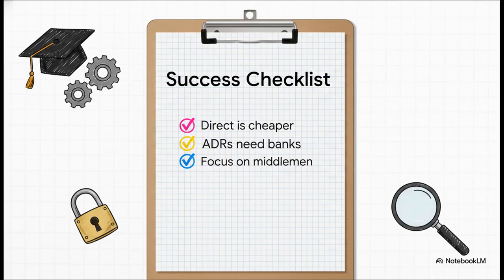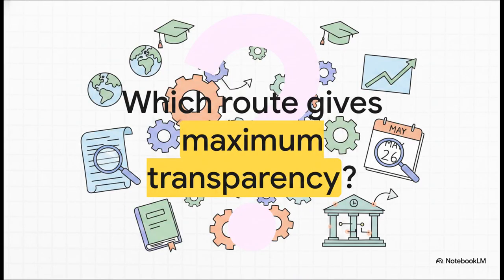That single factor literally changes the entire financial mechanism. It is the absolute pivot point of Chapter 3. I know you know the answer to this one. Maximum transparency and zero middlemen means you are confidently writing about the direct listing route on May 26th.